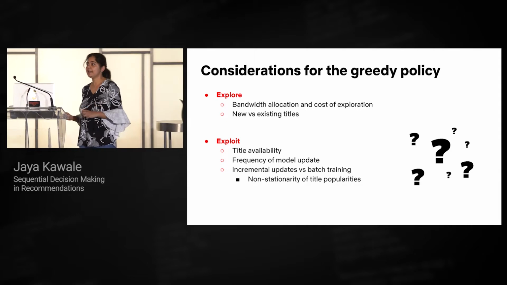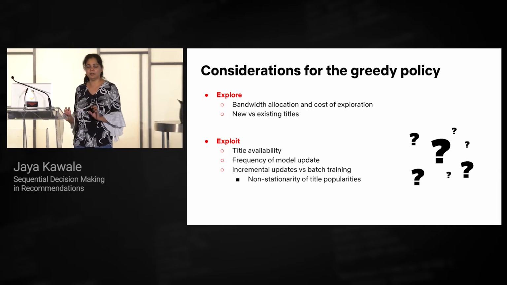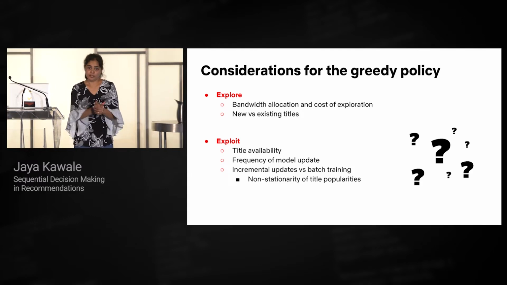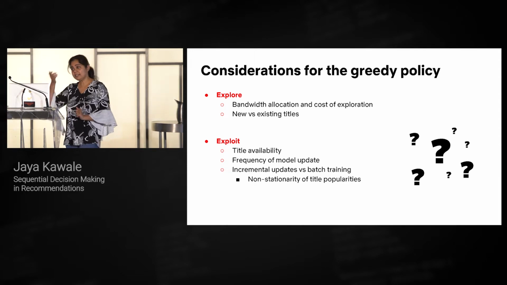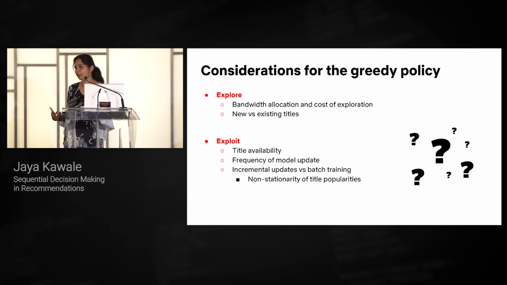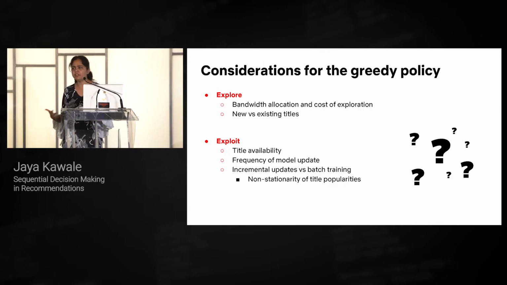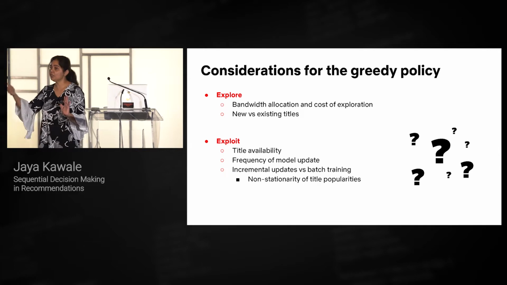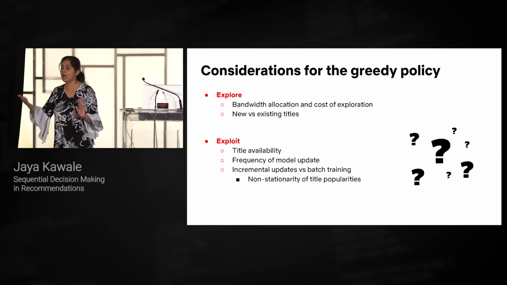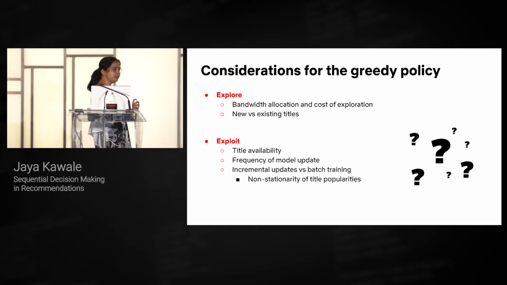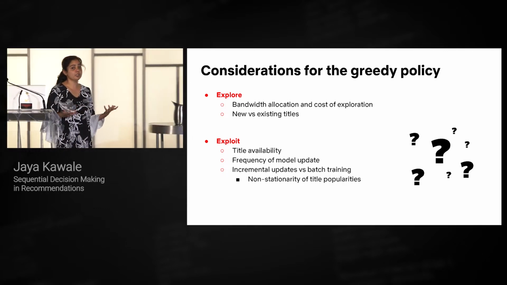Similarly, for designing the exploit part of this epsilon greedy, we have to think about several things. For example, is a title available in the country? What is the frequency of the model update going to be like? Are we going to have incremental training or batch training? How should we take that into account? Because the model needs to be updated, it's a continuous model which is continuously learning. How should we take that into account? And also note that the title popularities could be non-stationary.